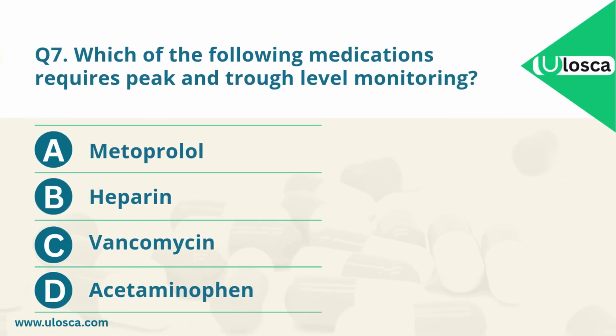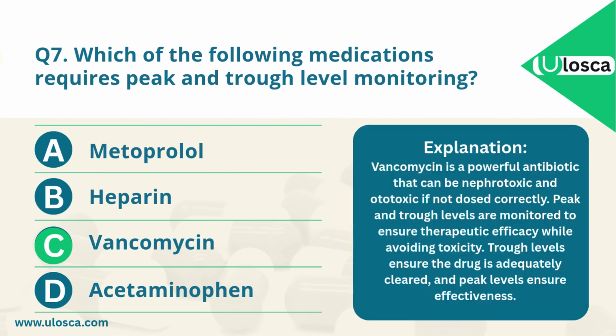The correct answer is C. Vancomycin. Explanation. Vancomycin is a powerful antibiotic that can be nephrotoxic and ototoxic if not dosed correctly. Peak and trough levels are monitored to ensure therapeutic efficacy while avoiding toxicity. Trough levels ensure the drug is adequately cleared, and peak levels ensure effectiveness.